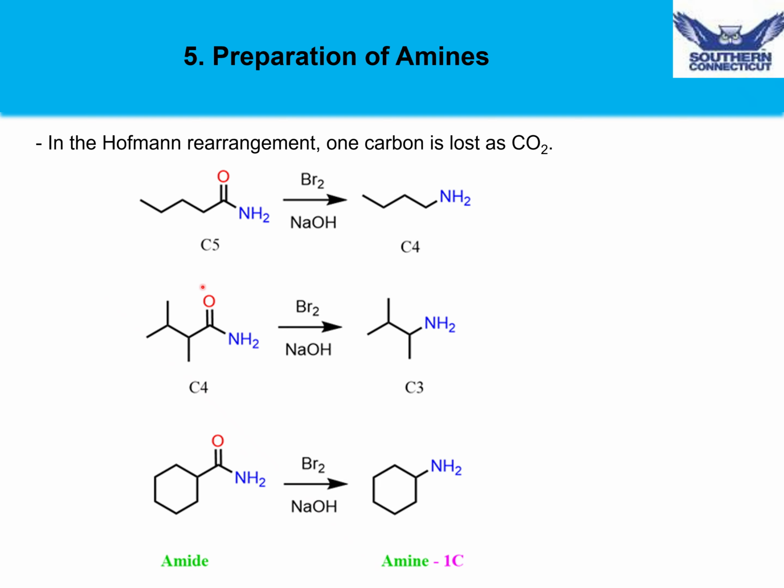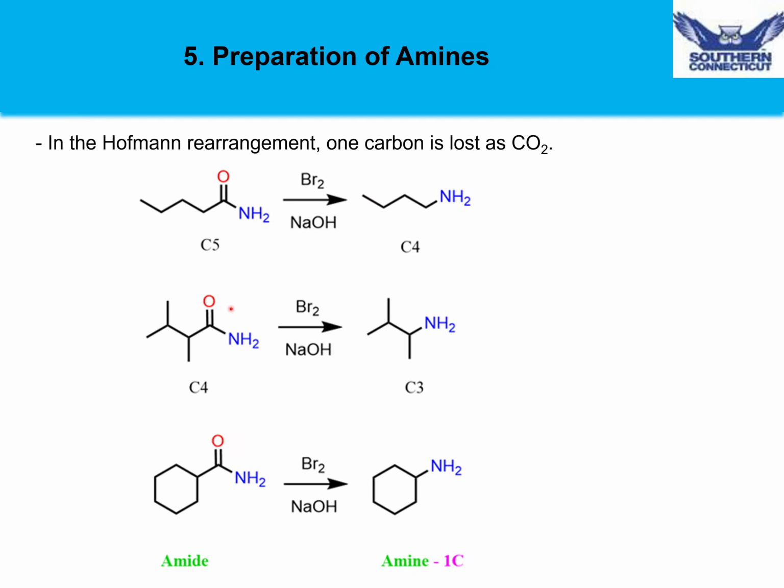As an example, if we start off with a primary amide with 5 carbons, as you can see here, 1, 2, 3, 4, and 5. If we do the Hofmann rearrangement, which involves Br2 and sodium hydroxide, we'll end up with a primary amine that has only 4 carbons, 1, 2, 3, and 4.